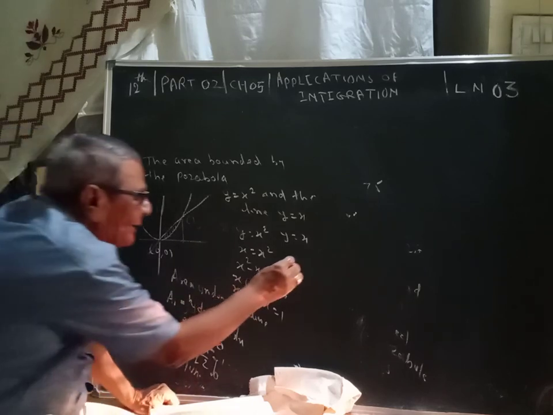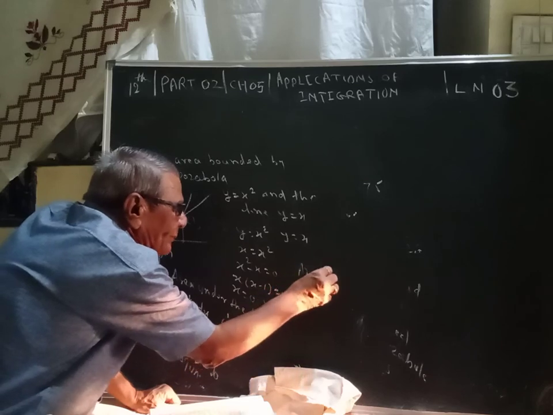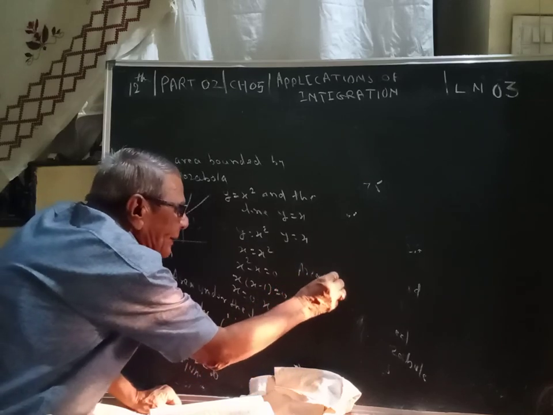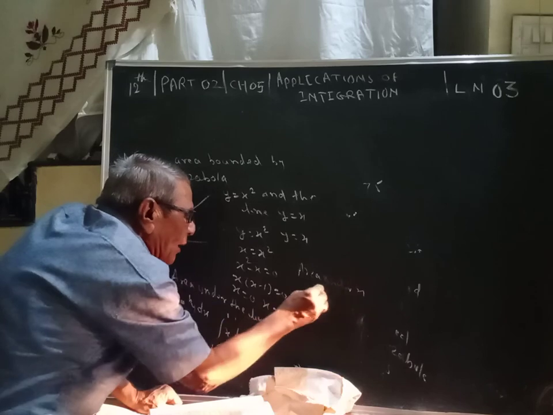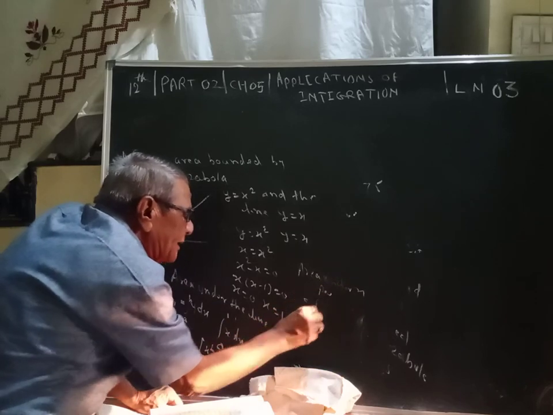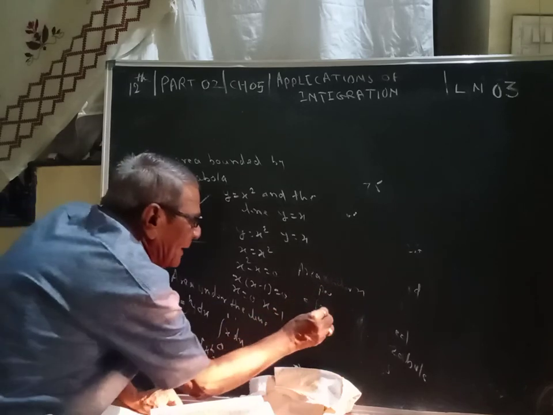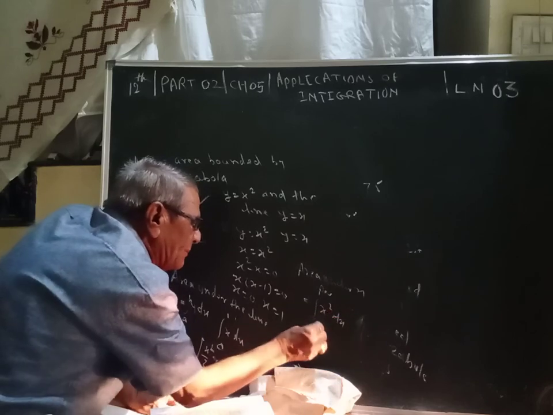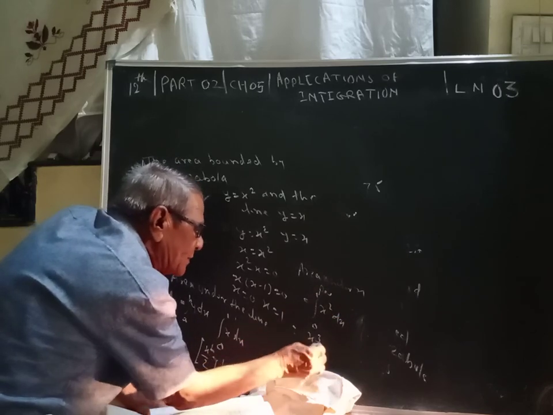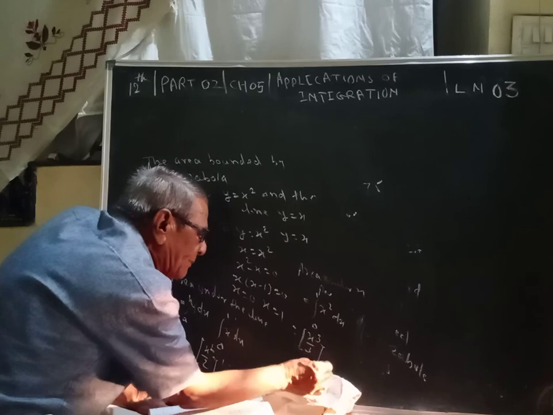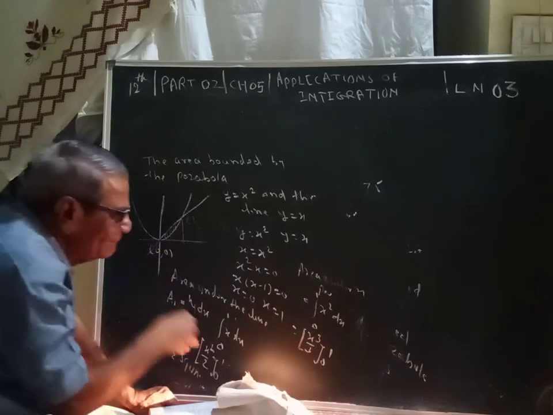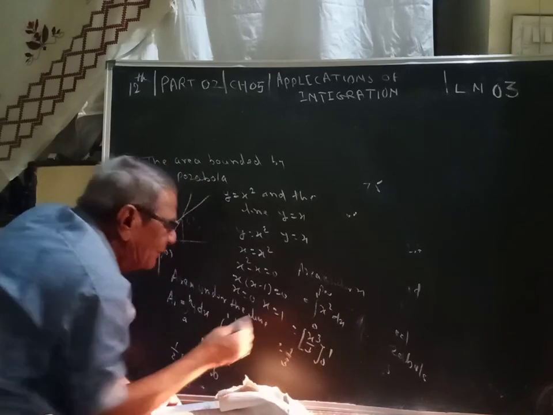आता एरिया अंडर दी पॅराबोला, integration of y, what is y, y is equal to x square dx between the limit 0 to 1. So it is x cubed by 3 between the limit 0 to 1. So it is 1 by 3 only.